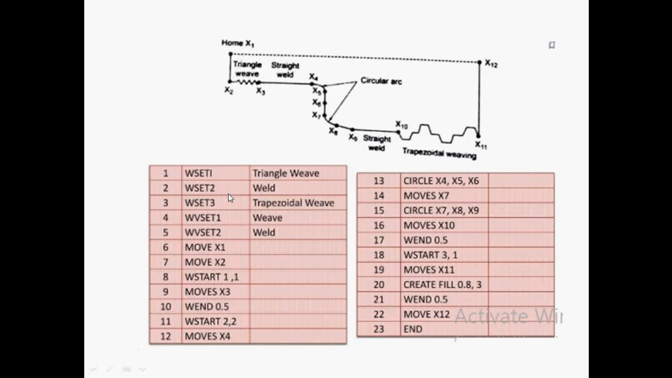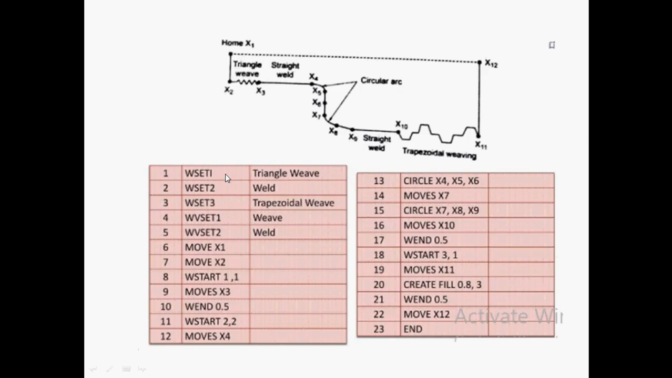And then W set 2, that is for the weld. Sometimes we require a straight line path, or sometimes a curved path. At that time we require the W set 2 condition, and here also we mention the voltage, current and speed. Similarly for W set 3, here also we mention speed, then voltage and current, and we discussed it for the trapezoidal view. So approximately W set 1, 2, 3, 4 are present. W set 1, 2, 3 we are using for the three conditions.